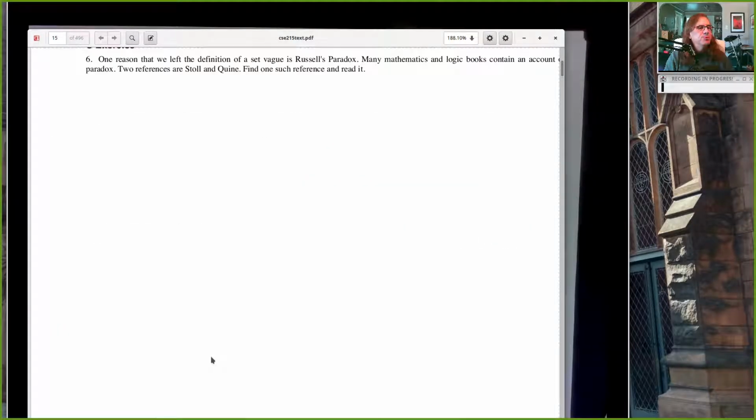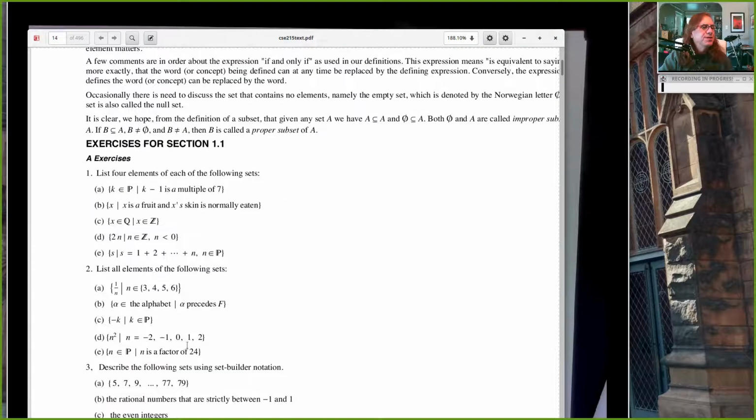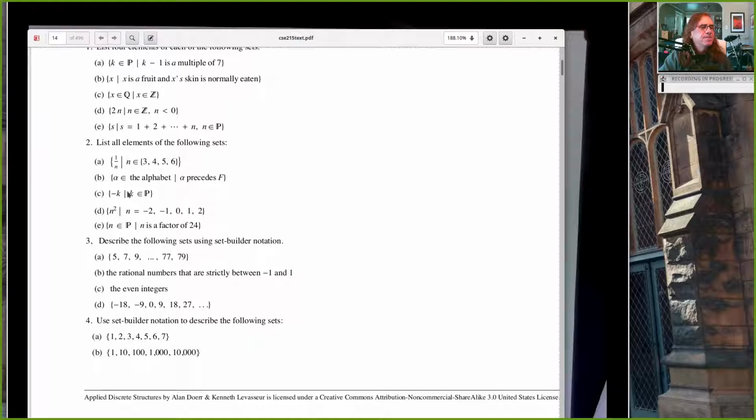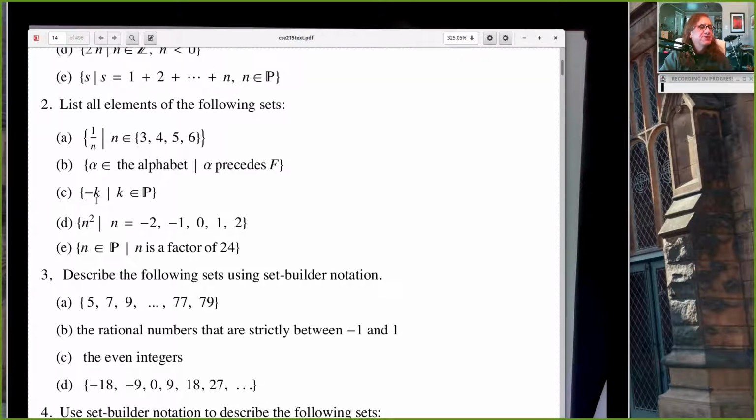So section 1.1, I looked at question 2, which was listing the elements in a set. A few people had some confusion about C. So C is written kind of funny. It says the set of minus K such that K is in the set P. The way to think about these is, take everything that's contained in the set P. Pick one thing from the set P, call that K. Minus K will be in our set.